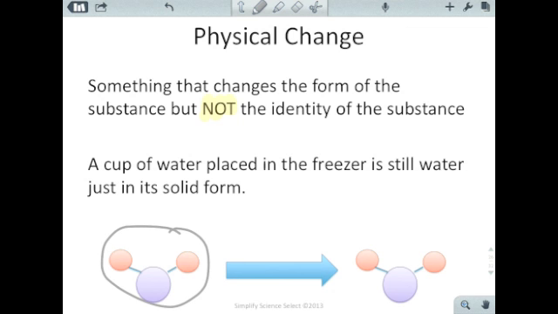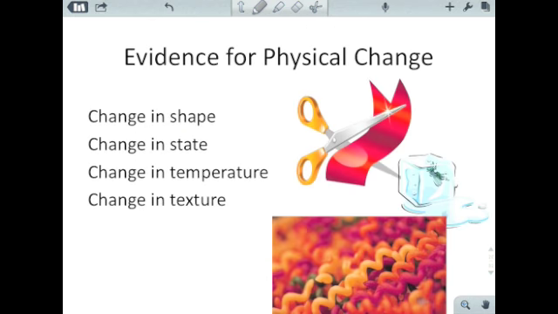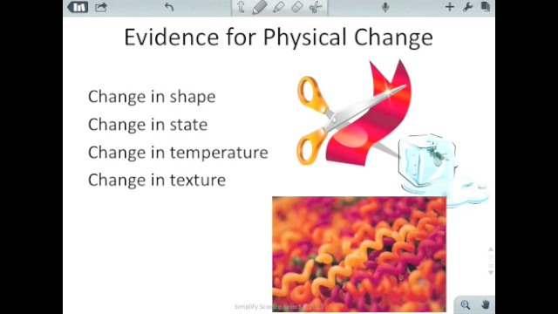The main thing we need to understand is that when we're looking at a physical change, we're also looking at the physical property of it as well. So if we're looking at the physical properties of it, we can also look at physical changes of it. But this has to have a change in the state of matter. The things that we look for as evidence for a physical change can be the change in shape, change in state, meaning going from a liquid to a solid, change in temperature.